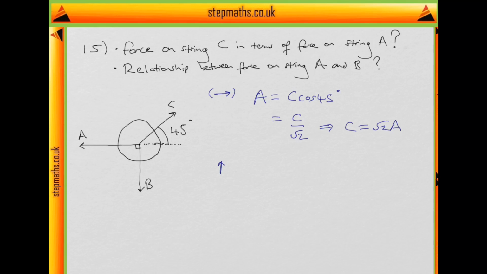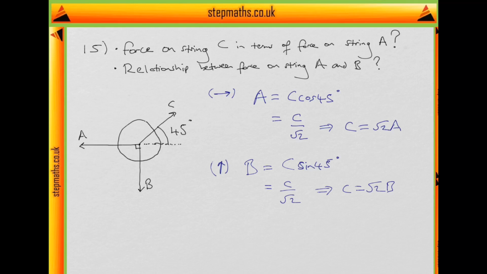Now let's resolve in the vertical direction. Again, A will have no component in the vertical direction as it's perpendicular to it, but C will. Now this time it's not C cosine 45 degrees, it's C sine 45 degrees to get this component up here. And again, it must be equal to the vertical force of B, otherwise the object would accelerate. So we must have that B equals C sine of 45 degrees, which we know is C over root 2, implying that C equals root 2 B.